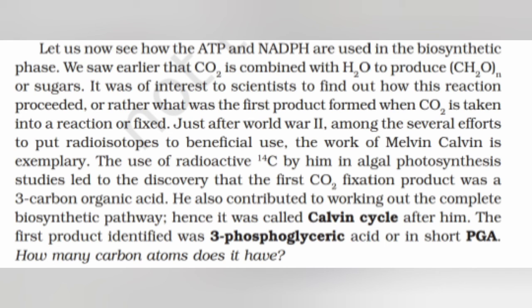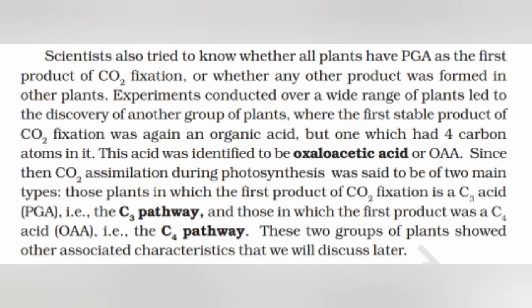The first product identified was 3-phosphoglyceric acid, or in short PGA. How many carbon atoms does it have? It has 3 carbon atoms, but glucose has 6 carbon atoms. So this cycle will run twice to fulfill the need.